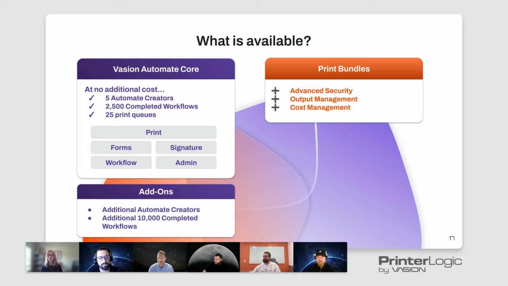So you get 5 creators, and that's for forms and workflows. You get 2,500 completed workflows, which are workflows that are started and completed. And your print queues remain the same as before, so nothing changes there. If you need more creators or workflows, those are available as add-ons. And our print bundles are still available to address some of those special needs that you might have.